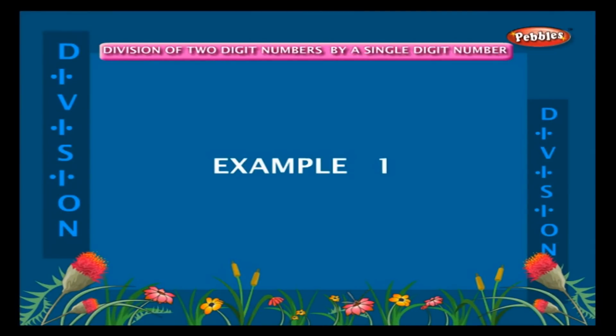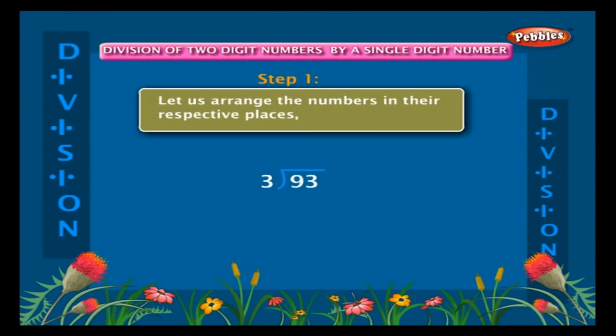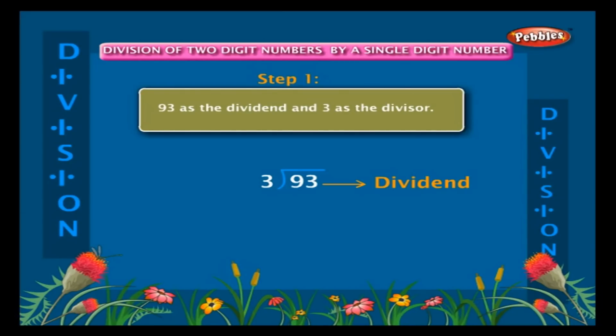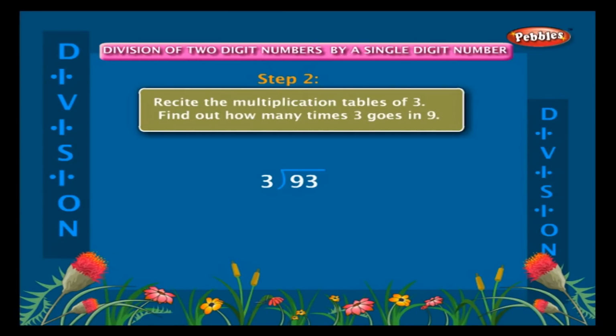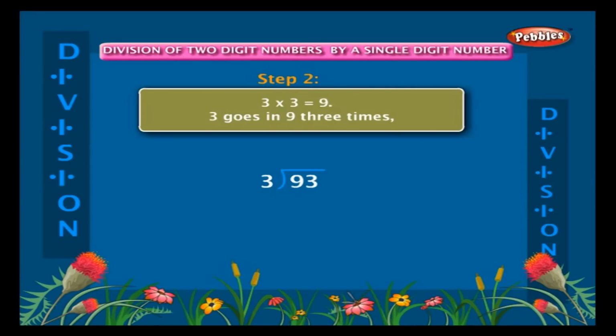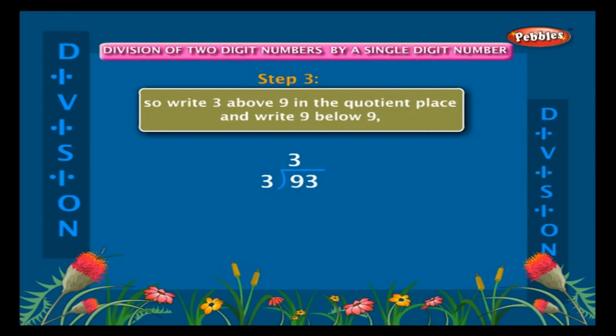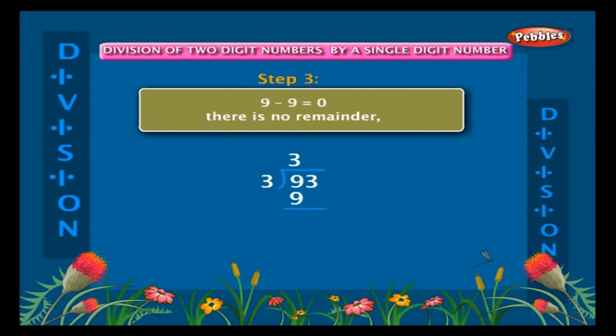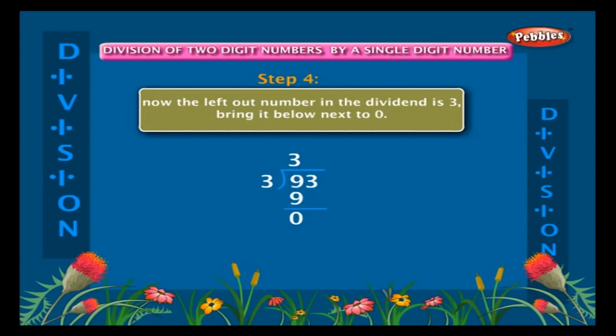Example 1. Divide 93 by 3. Let us arrange the numbers in their respective places. 93 as the dividend and 3 as the divisor. Recite the multiplication tables of 3. Find out how many times 3 goes in 9. 3 threes are 9. 3 goes in 9 3 times. So write 3 above 9 in the quotient place and write 9 below 9. 9 minus 9 is equal to 0. There is no remainder.